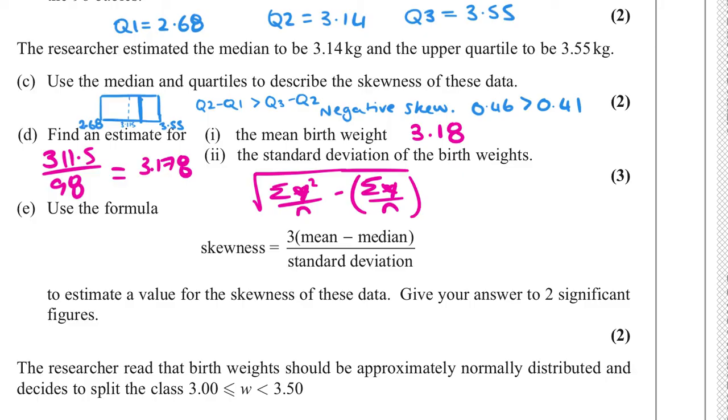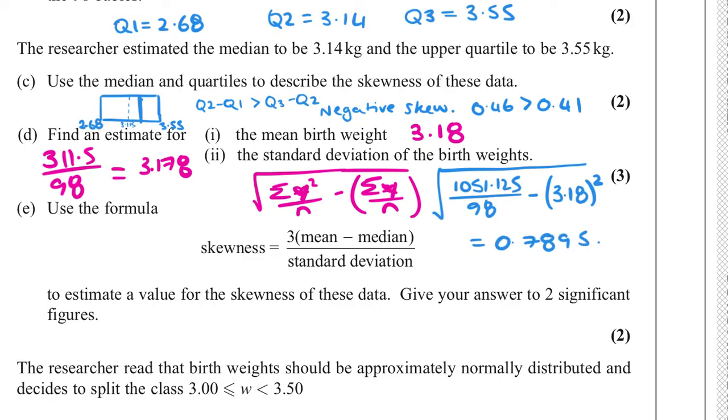Okay, so then this is literally going to be, all you have to do is figure out, 1051.125 all over 98 minus, now what did we just work out? 3.18 squared. This is going to give me 0.78895, and what am I going to round to? Three significant figures, absolutely. Nice and easy.